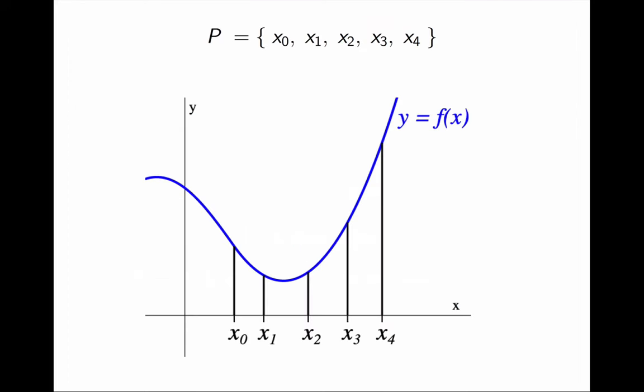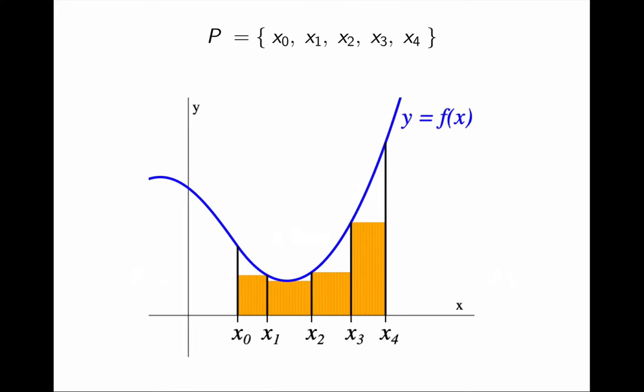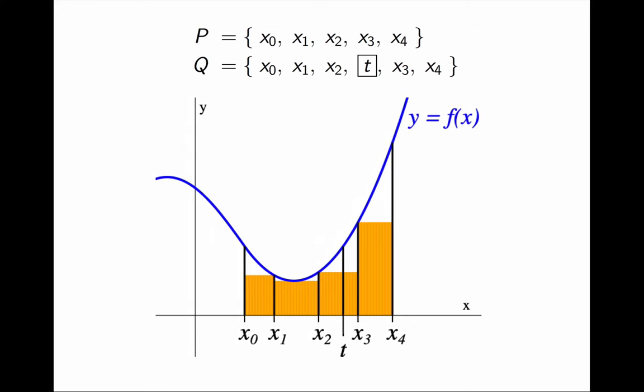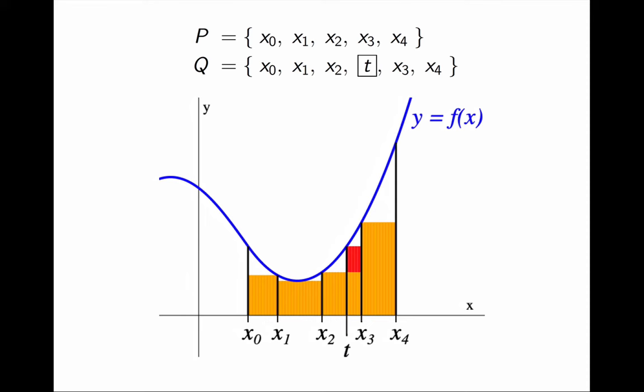Begin with this partition P with 5 points, 4 subintervals. I am shading the area of the lower rectangles for the lower sum. Now let's add one single extra point, which I will call T. This extra point breaks one subinterval into two and creates one extra slice. And what happens to the area of the lower rectangle? It increases a bit. This will always happen when I add one extra point. The lower sum will increase or stay the same. And if I add a few points, one at a time, the same thing happens as well.